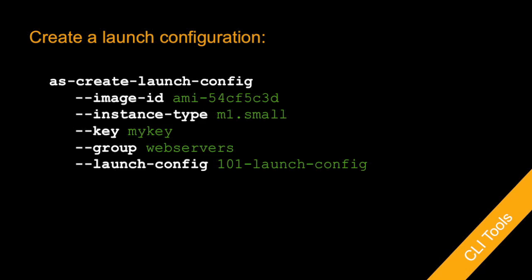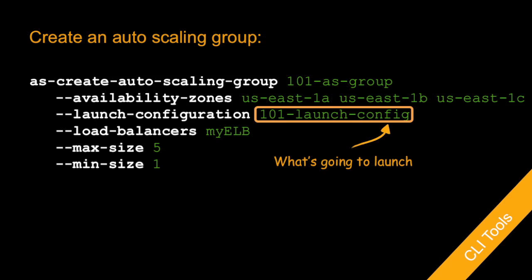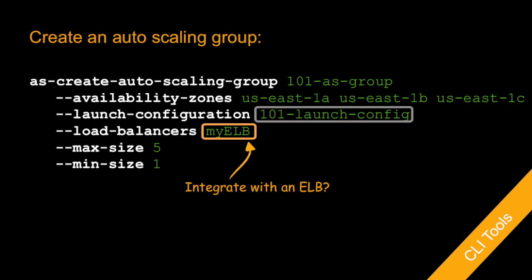So creating a launch config with the CLI tools, as-create-launch-config, you can see there's the usual suspects there that I need to define what's going on, with the addition of a launch config name. So this is my definition of the instance I want to launch. You then create an autoscaling group. In this case, I'm configuring it with what's going to launch, my launch config, but also to integrate with an ELB. Now, autoscaling doesn't have to be integrated with an ELB. It could just be a group of resources that's driven off queue depth, for example, a number of messages in a queue. If it gets deeper, add more resources. But I'm integrating it with my Elastic Load Balancer, and I'm setting a min 1, max 5 pool of resources.